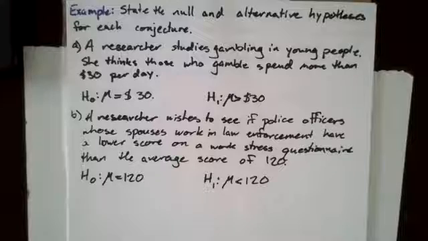Second situation. A researcher wishes to see if police officers whose spouses work in law enforcement have a lower score on a work stress questionnaire than the average score of 120. So the null hypothesis is mu equals 120, and the alternative hypothesis is mu is less than 120.